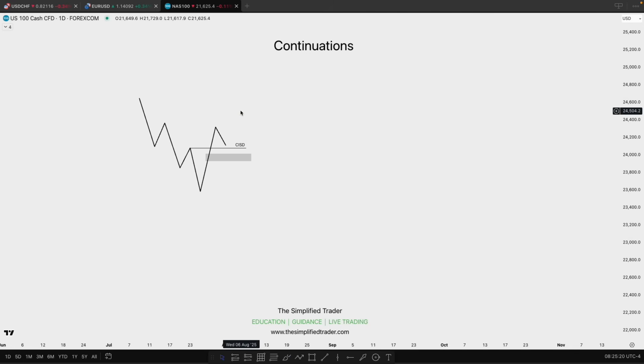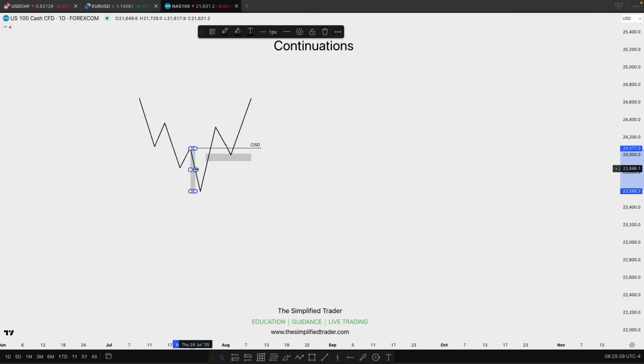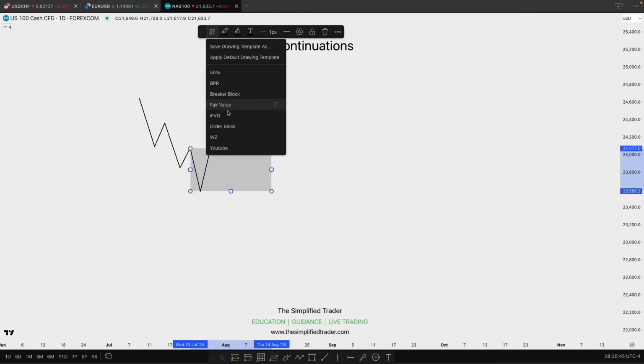What I mean with continuations is if we get this entry here on the fair value gap, I'm waiting for a propulsion block to form. So the big thing about my Apex model is that it's built on propulsion blocks. We all know what an order block is. An order block is, as soon as we close above the series of down close candles that made this low, that becomes my order block.